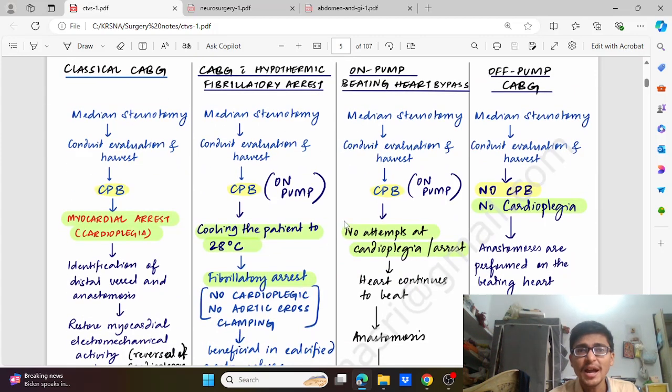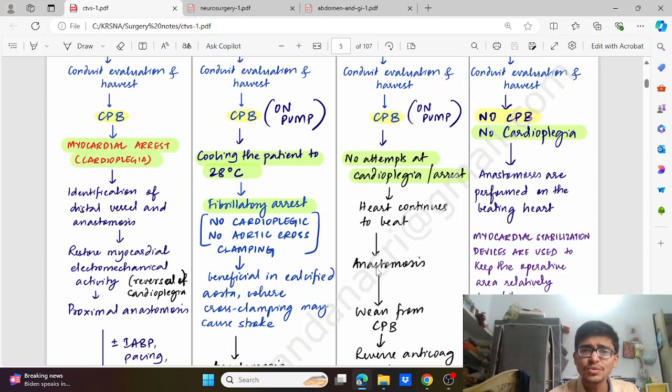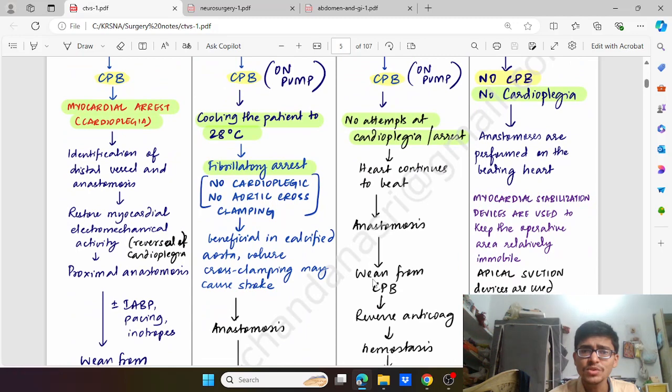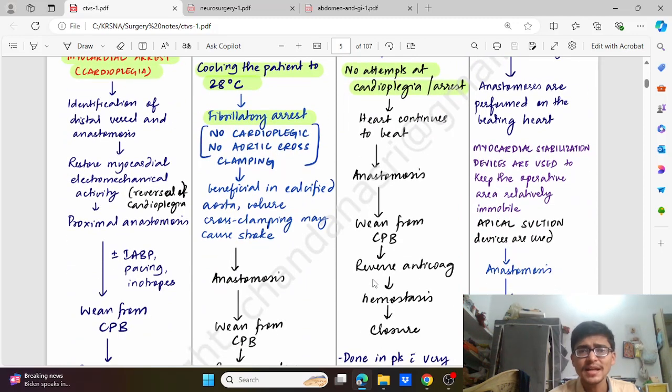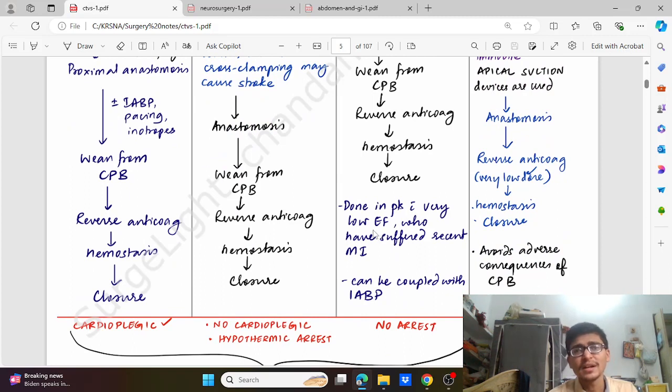On pump beating heart bypass is the same, up to cardiopulmonary bypass, then there will be no attempts at cardioplegia or arrest. The heart continues to beat. We anastomose, wean from the bypass, and then go up to closure. It is done in very low ejection fraction patients who have suffered recent MI, and it can be coupled with intra-aortic balloon pump.